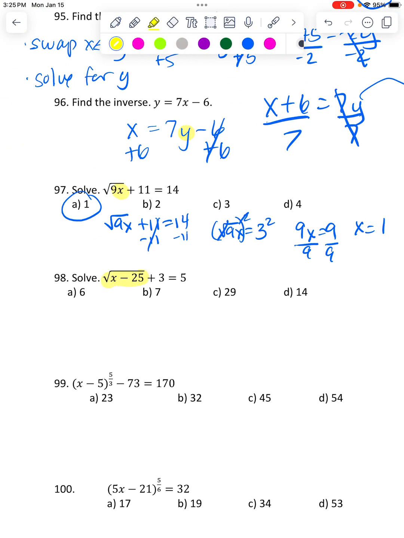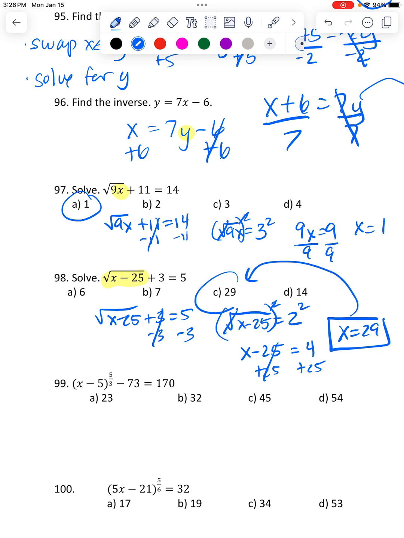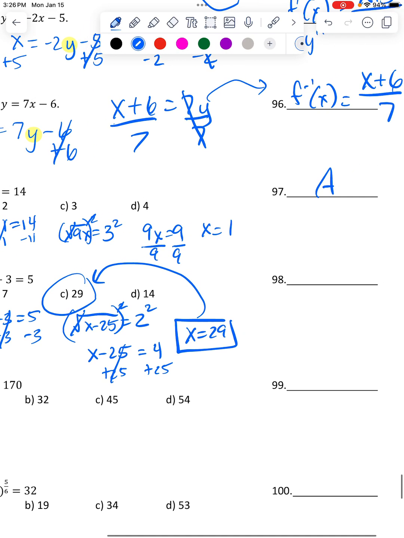Here, this entire thing is square rooted, so I'll have to get that part alone, and then I can square it. But to get it alone, I need to get rid of the 3, so I take it away. So now I have square root of x minus 25 equals 2. To get rid of a square root, I use a second power. It's gone, leaving me with just x minus 25 equals 4. And when I add over my 25, I find out that x is 29, which is choice C.